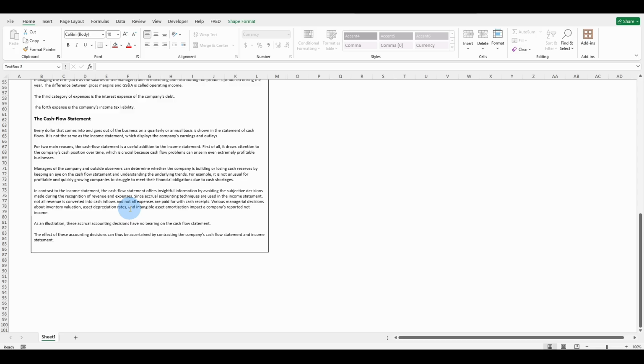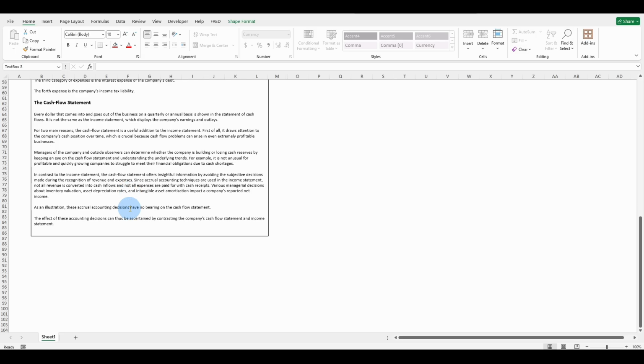Various managerial decisions about inventory valuation, asset depreciation rates, and intangible asset amortization impact a company's reported net income. As an illustration, these accrual accounting decisions have no bearing on the cash flow statement. The effect of these accounting decisions can thus be ascertained by contrasting the company's cash flow statement and income statement.